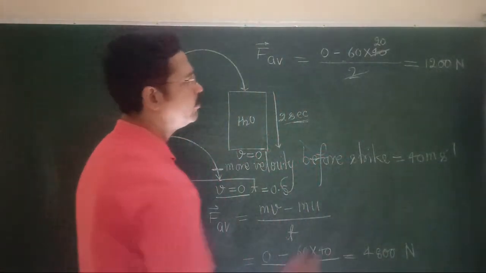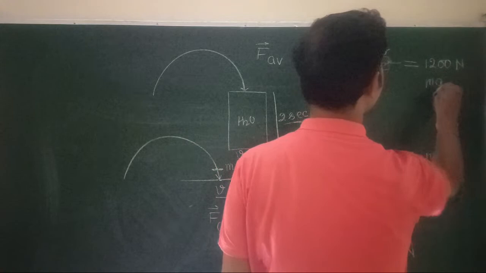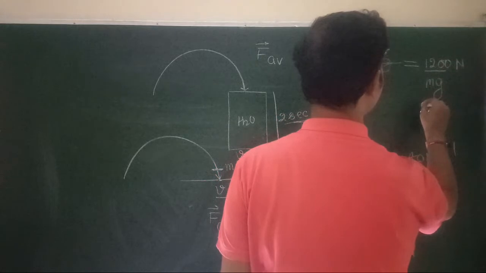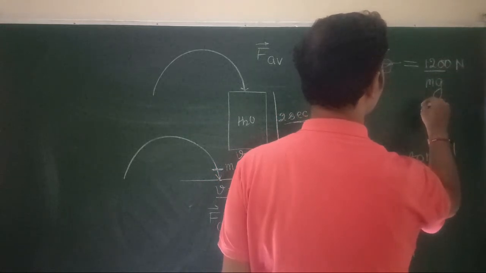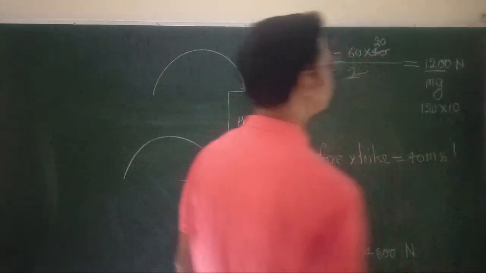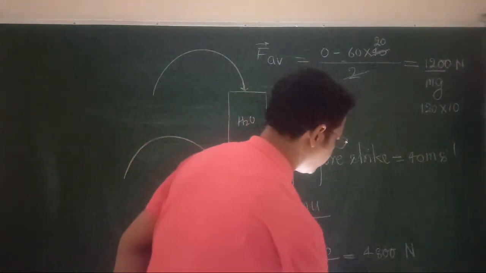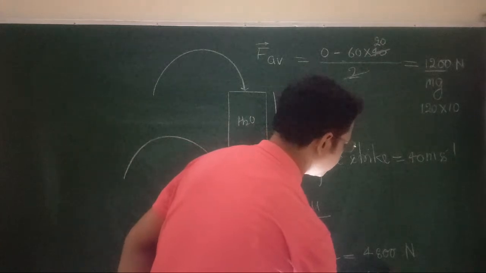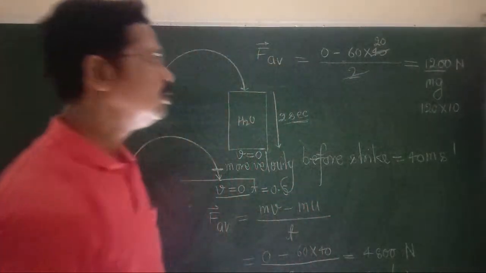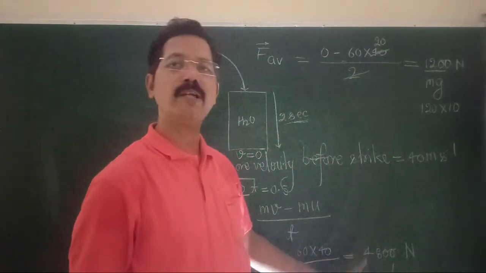In this case, you can consider this is equal to mass into g. So how much is the mass? Here 120 kg into 10. Here how much is the mass? 480 kg into g. So the weight is small, the force is small, there is more force acting on the body.